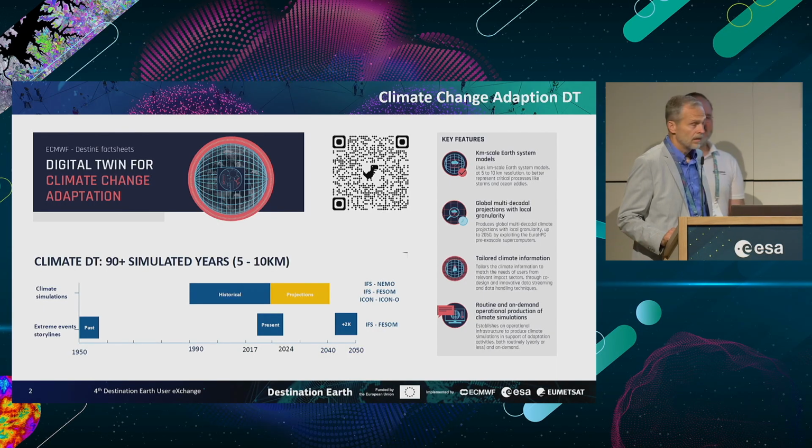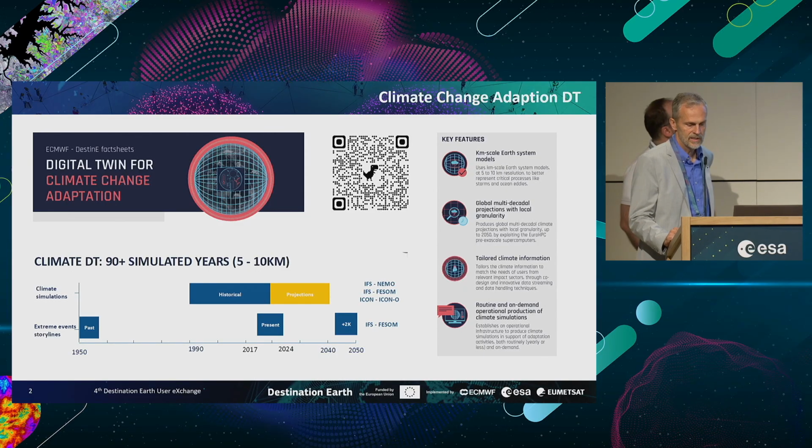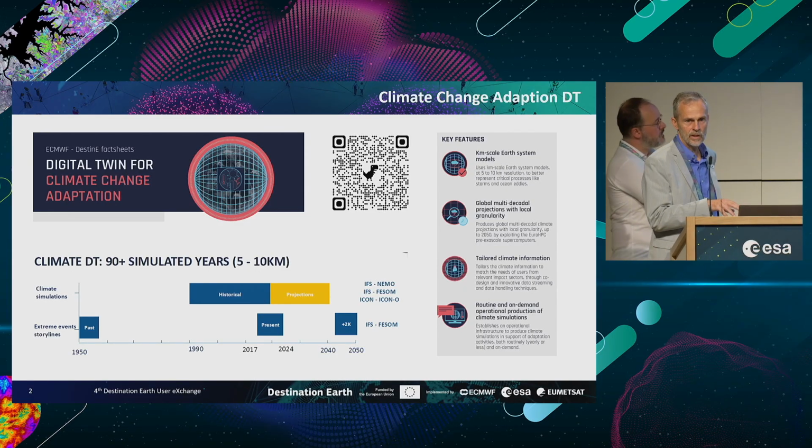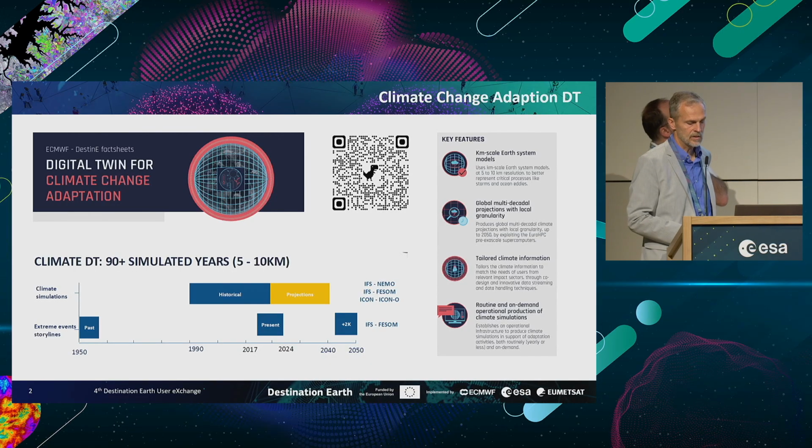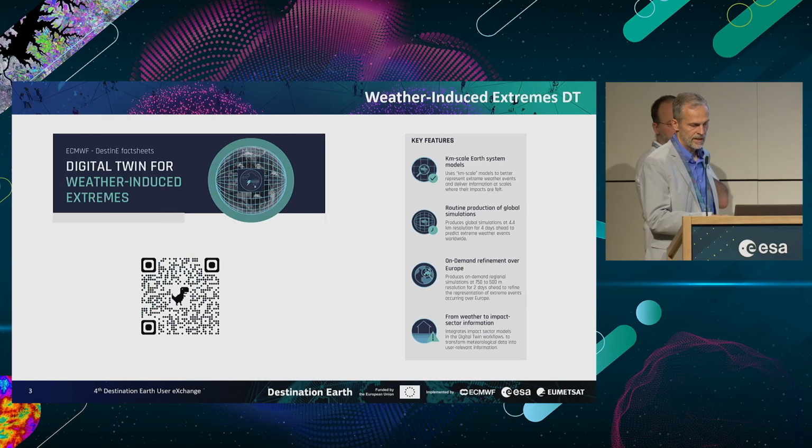So I have at the beginning 2 slides which point to the ECMWF fact sheets about the 2 digital twins. If you scan the QR code, you get to the entire fact sheet prepared by ECMWF, and it explains the key features of the climate change adaptation digital twin. At the moment you can see the climate scenarios and the projections are done in 3 different model versions. You see the years covered there, and we have the storylines as well. You can read up on the key features on the right side.